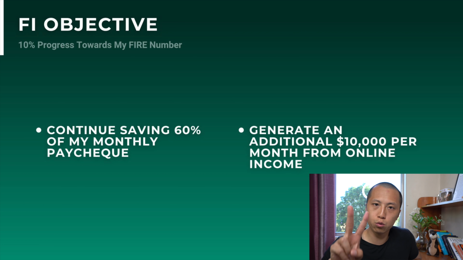And there's 2 key results when it comes to this set of OKRs. And the first key result is continue saving 60% of my monthly paycheck. And the second key result is generate an additional $10,000 per month from online income at the end of 2020.